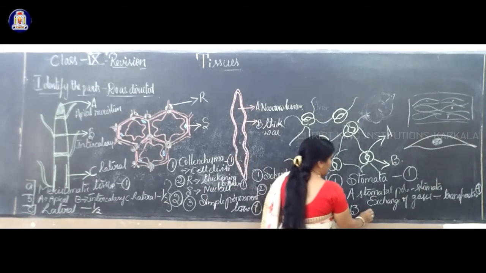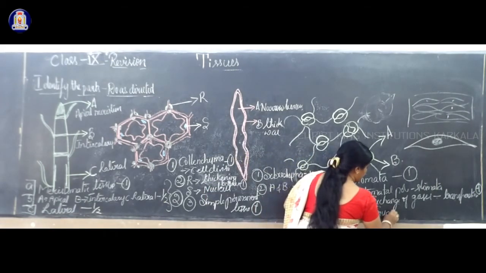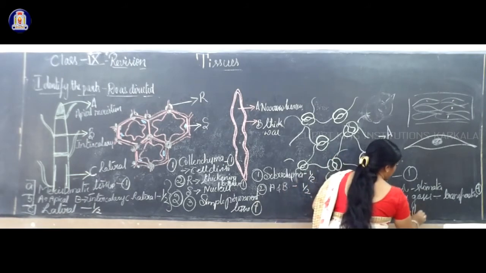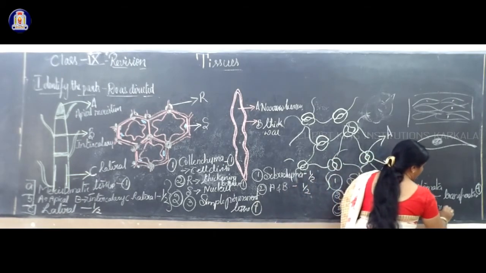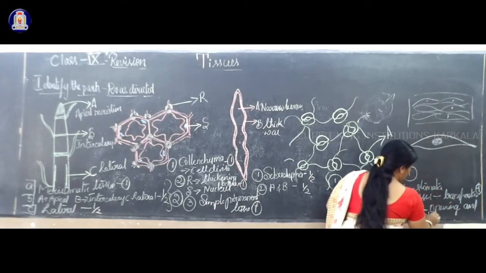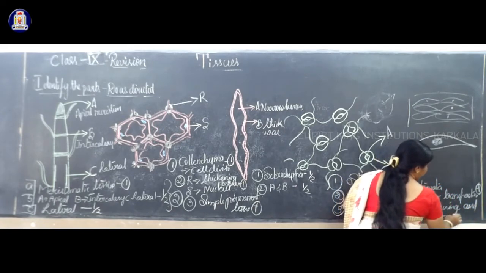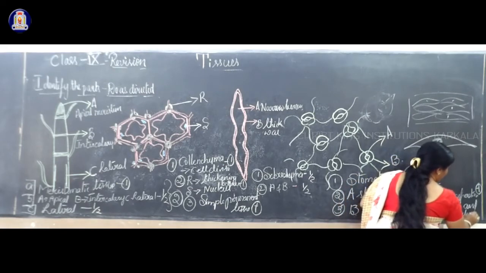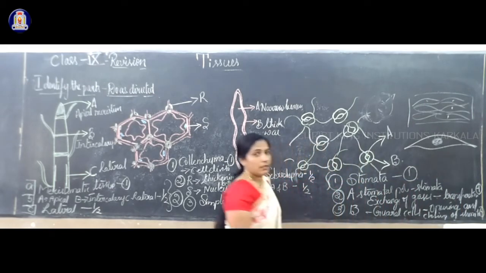B is the guard cell, a bean-shaped structure called guard cells. The function is opening and closing of stomata. So this is the 1 mark. Totally how many marks? Here it is 3 marks.